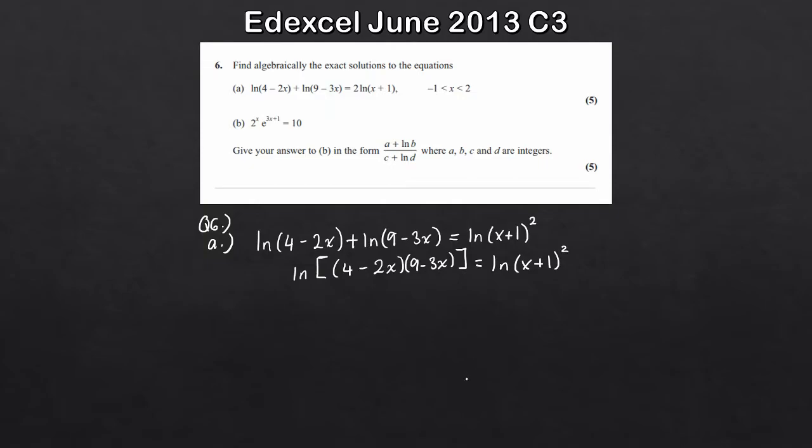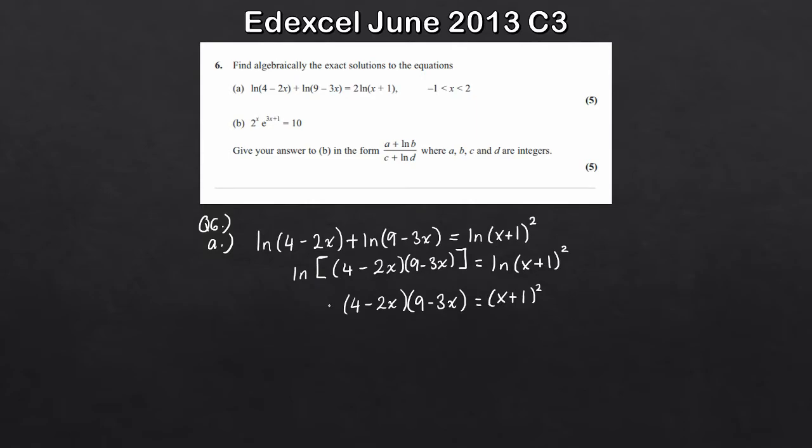Now notice, because we've combined this one here, and it's just all as a natural logarithm, this is equal to a natural logarithm, we can antilog now. So if we antilog this, essentially we're just getting rid of the natural logarithms, seeing as both sides are just a natural logarithm. So what I get left with then is 4 minus 2x times 9 minus 3x is equal to x plus 1 all squared. Now this is much easier to deal with.